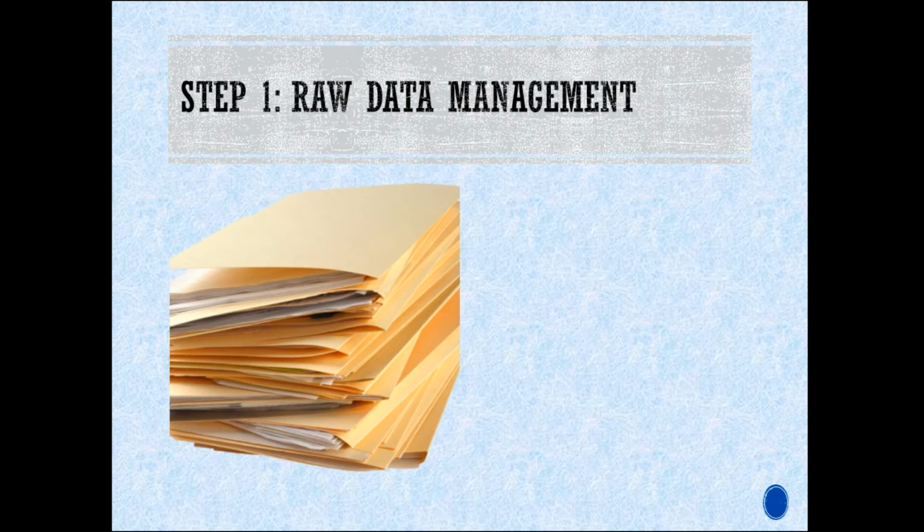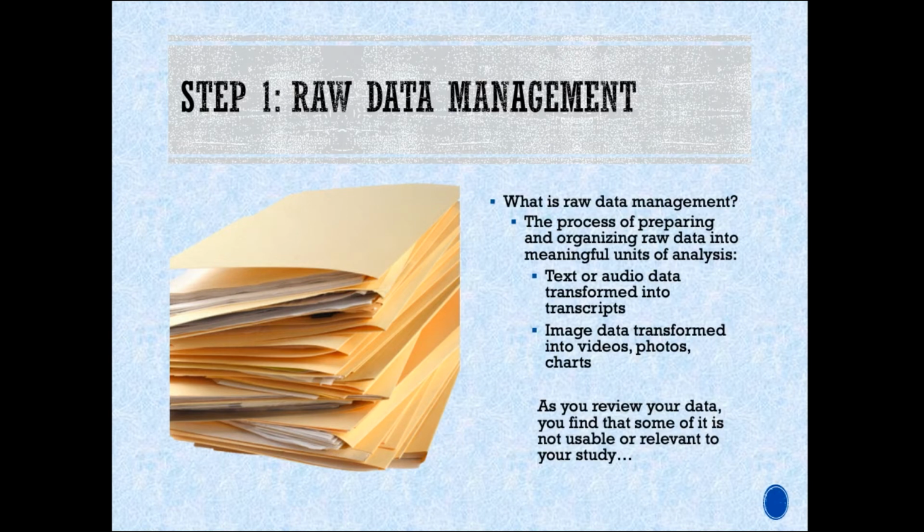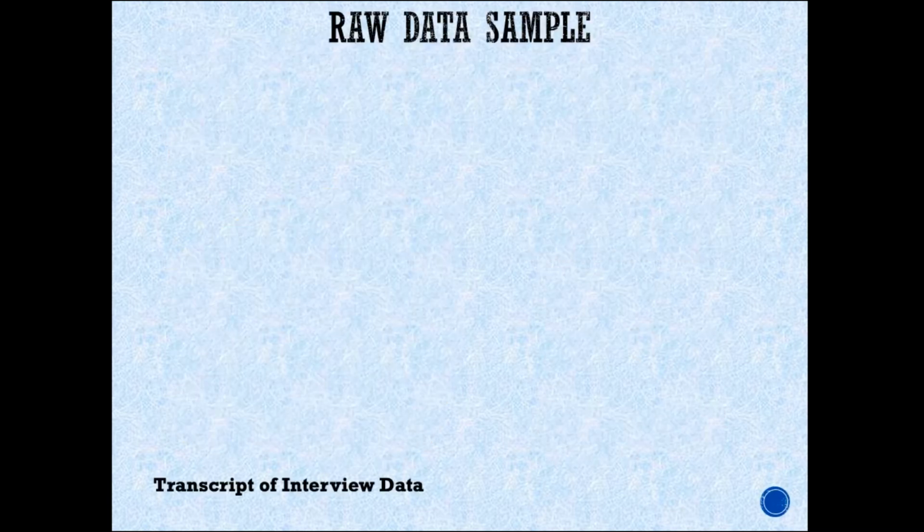So let's go to the first step. As we said, we have four steps. Data management. What is raw data management? It is the process of preparing and organizing raw data into meaningful units of analysis. For example, text or audio data transformed into scripts. Then image data transformed into videos, photos, charts. So as you review your data, you find that some of it is not usable or relevant to your study, and therefore you throw it away.